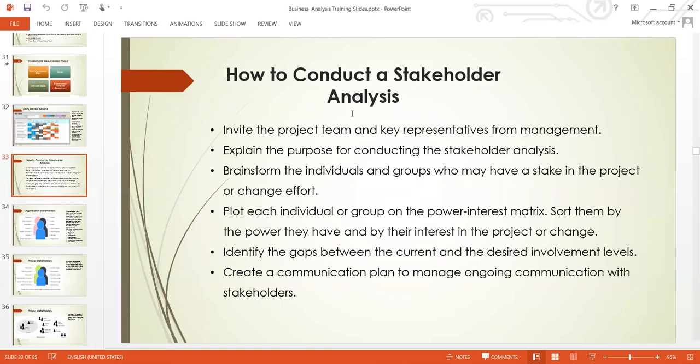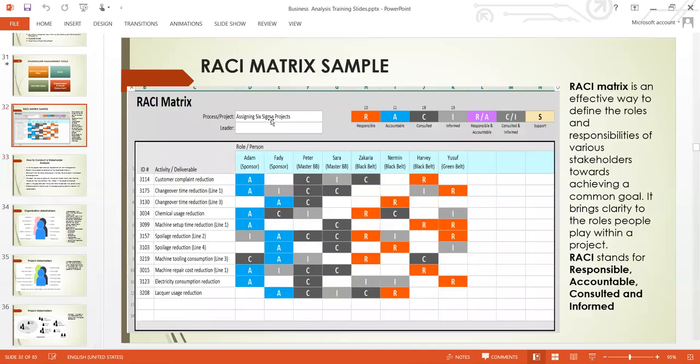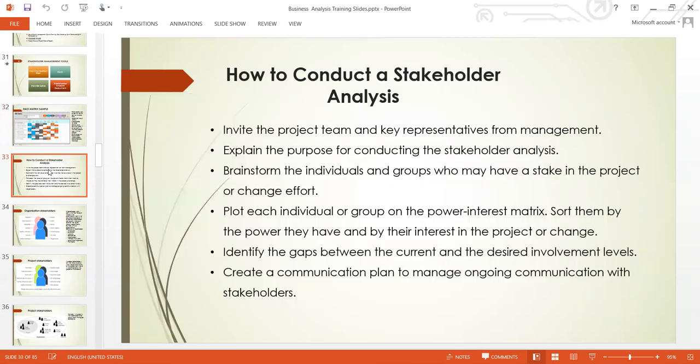Then the next thing we are going to look at is stakeholder analysis. This RACI matrix is equally used to analyze stakeholders, but it's mainly for the project team. You can use it to analyze stakeholders, but it's better to use it to analyze your project team, and then use stakeholder analysis to analyze your stakeholders.